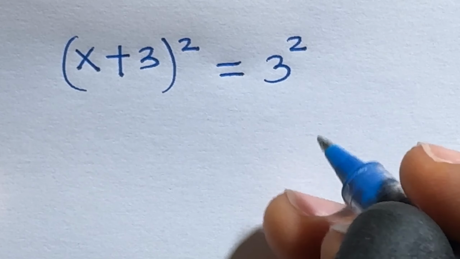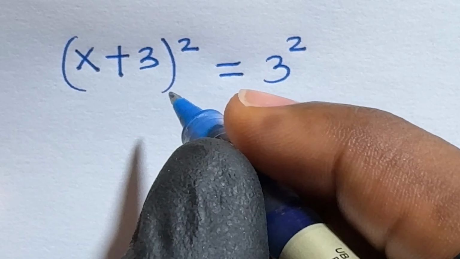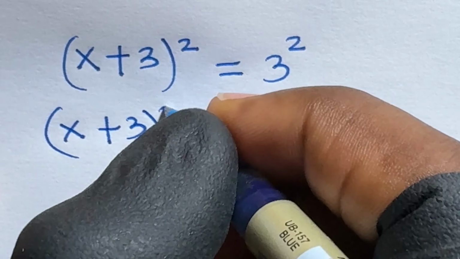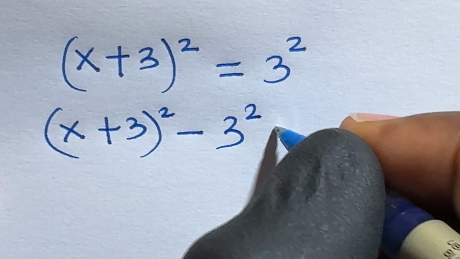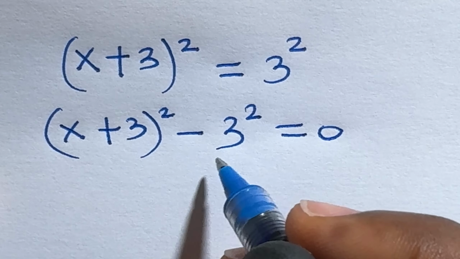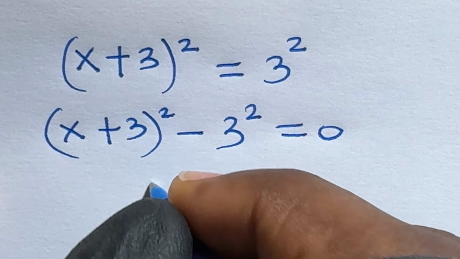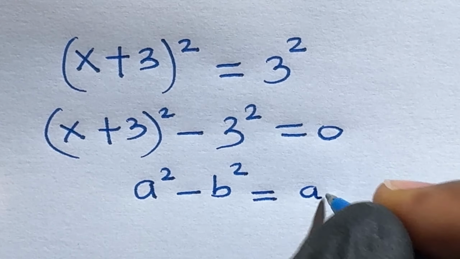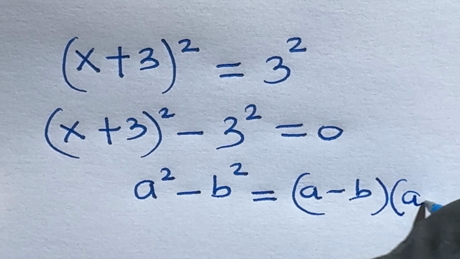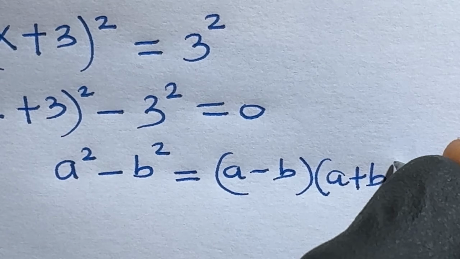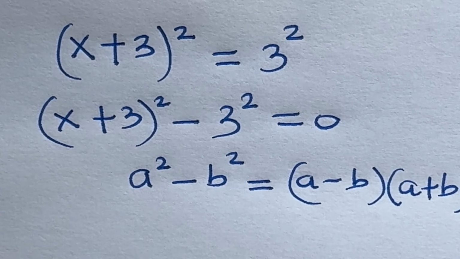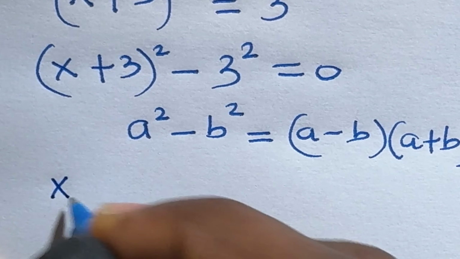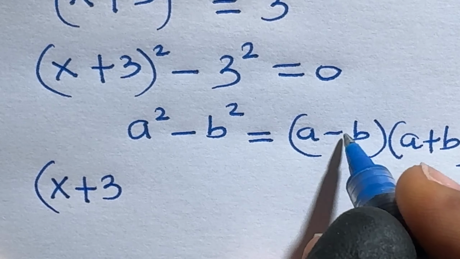So another way to solve this problem will be to transfer 3² to the left hand side like this. And then apply the difference of 2 squares principle. Remember, if you have a² − b², this can be expressed as (a − b) times (a + b). In this case, our a is x + 3 and our b is 3. So I have x + 3 minus 3.